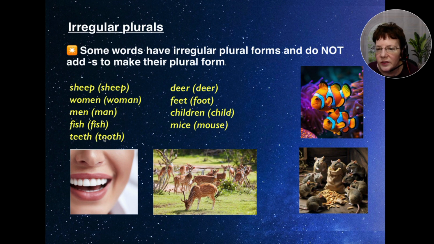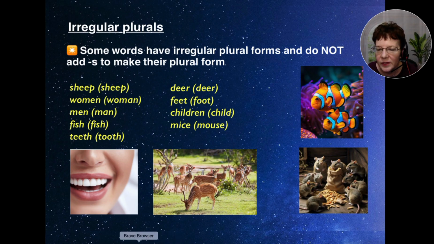So tooth would become teeth, as you can see here. Foot becomes feet. Child would be children. And then mouse would be mice. All right, well, let's move on to a few sample exercises and check our knowledge.